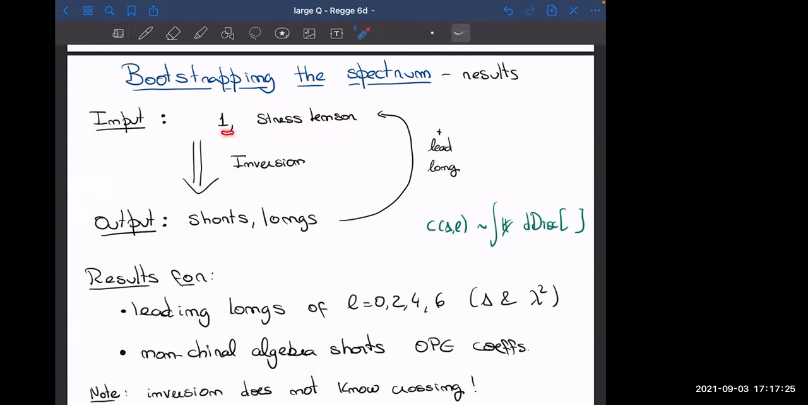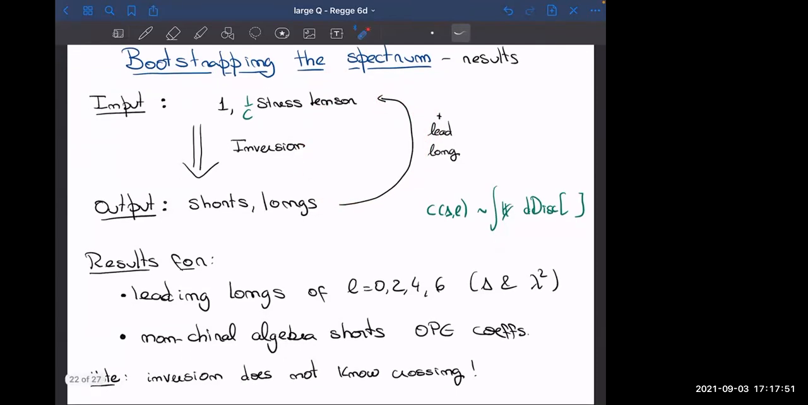We should try to see if we can find a fixed point by just inputting the simplest input, which is the identity and the stress tensor, and this comes with the coefficient 1/c. So we input the central charge here. We invert, we get everything out, both short and longs. Then we extract the leading longs, and we plug it back in the inversion, and then we repeat this procedure and see if we find a fixed point. And we did find a fixed point. And so we ended up having the results for the leading longs for a few spins. We extracted up to spin 6, both the dimension and OPE coefficient. And we also get the OPE coefficients of these non-chiral algebra shorts.